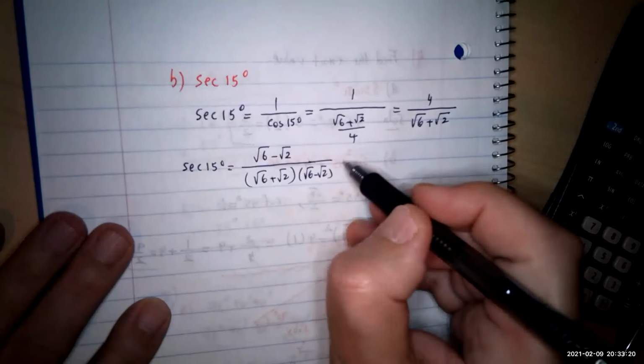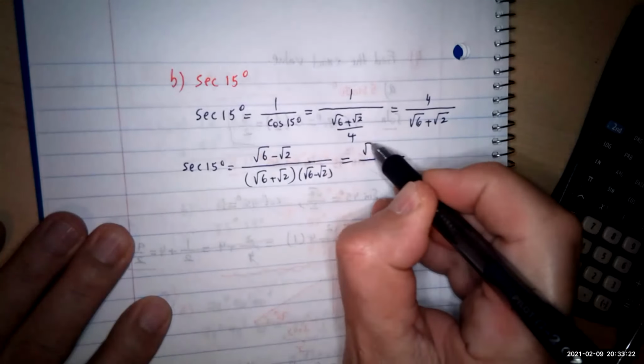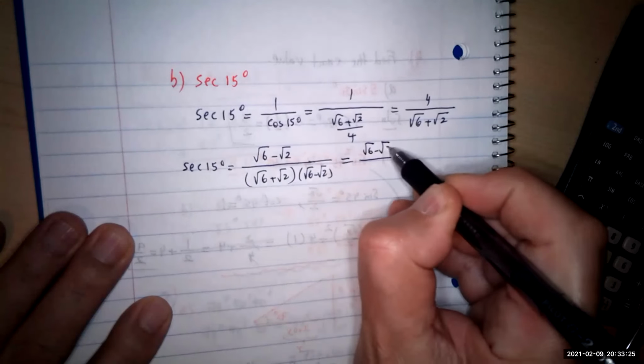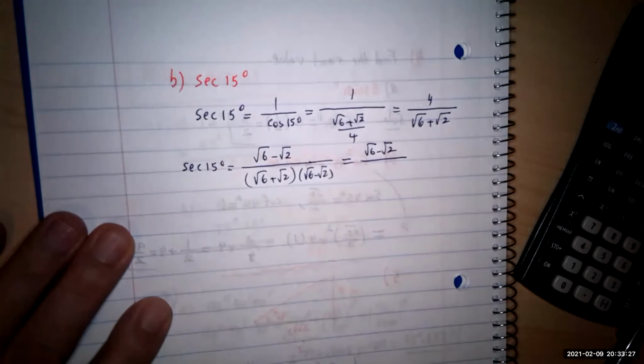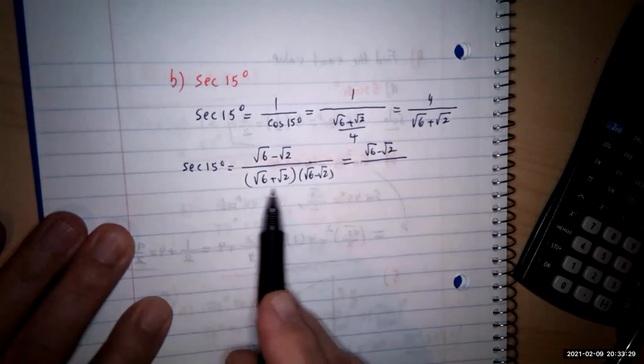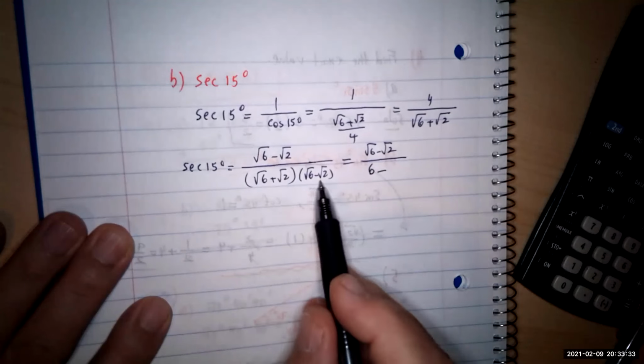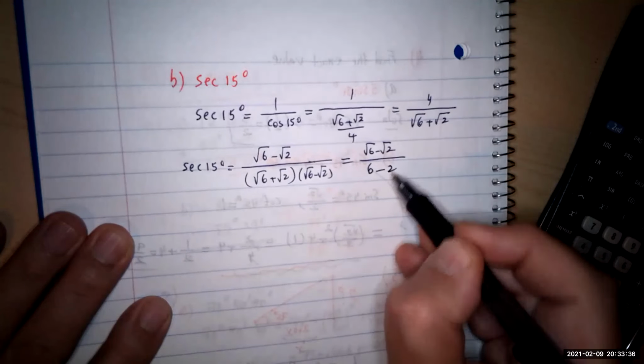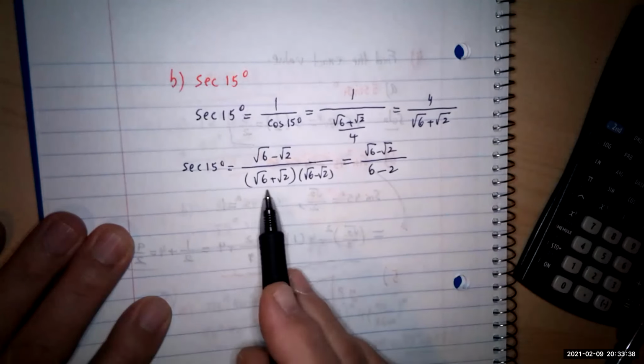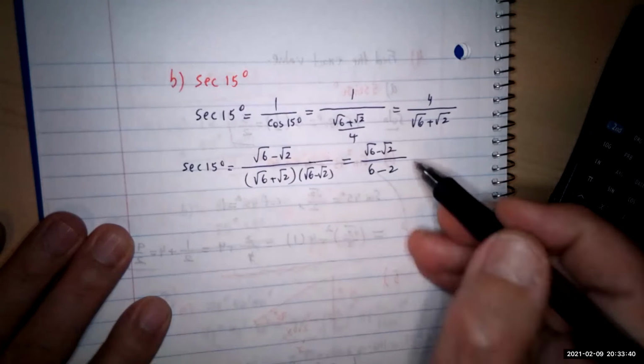Now, the top one would be radical 6 minus radical 2. The bottom one, you know that this is a special product. Radical 6 times radical 6 would be 6, minus radical 2 times radical 2 would be 2. Remember, it's the square of the first one minus the square of the second one.